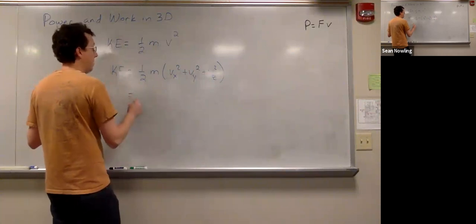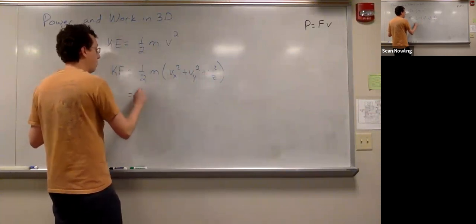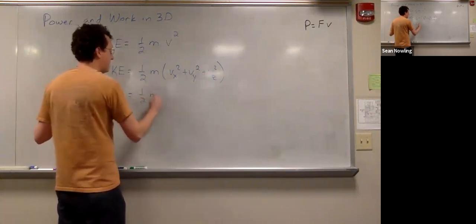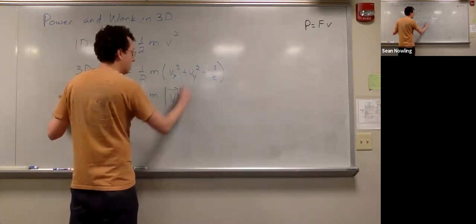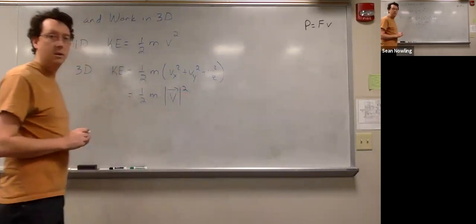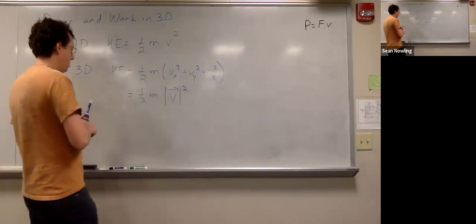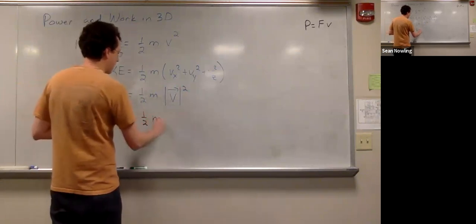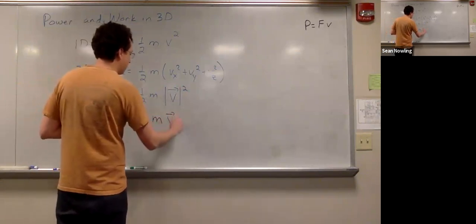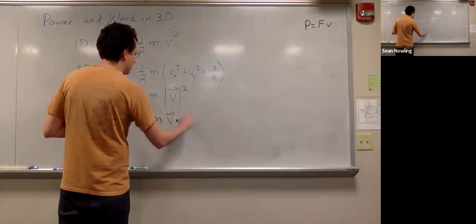That's nothing other than, I can write this a couple ways, 1/2 the mass times the magnitude of the velocity vector squared, or a convenient way to write that is 1/2 times the mass times the velocity vector dot product with itself.